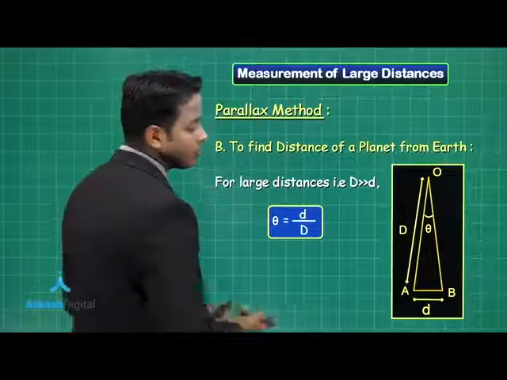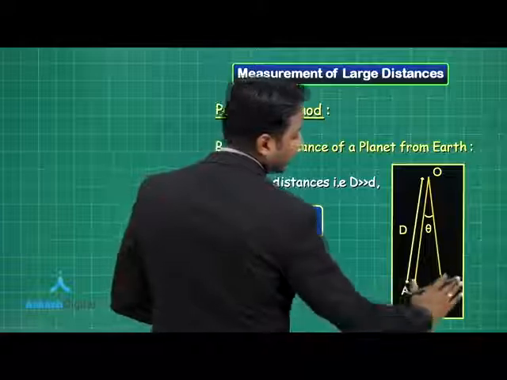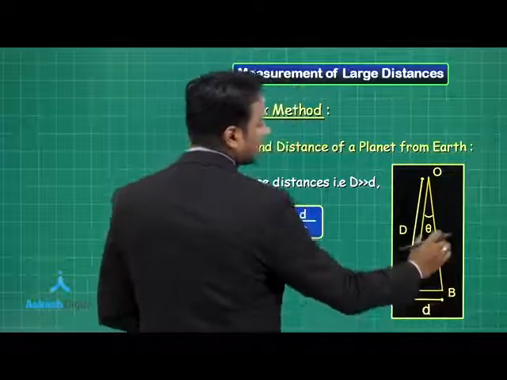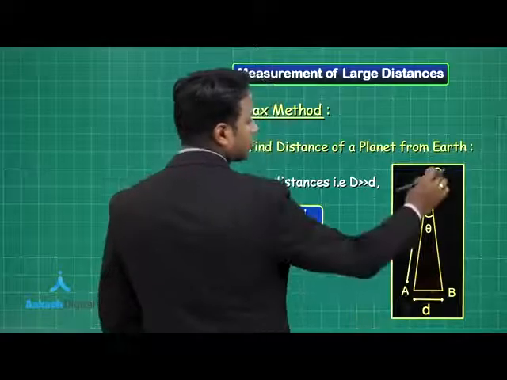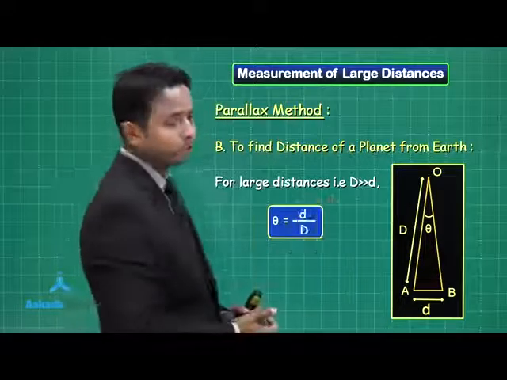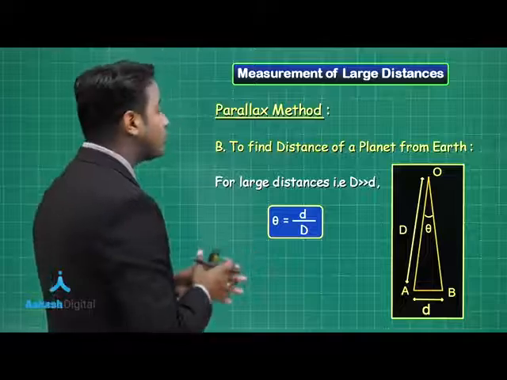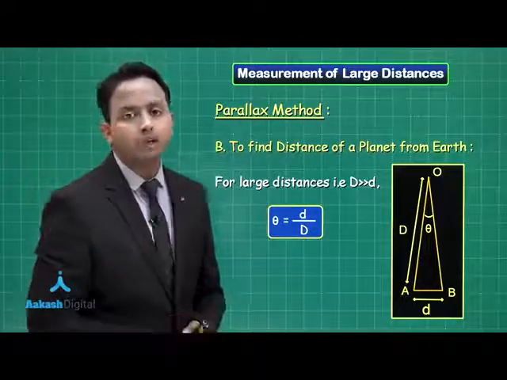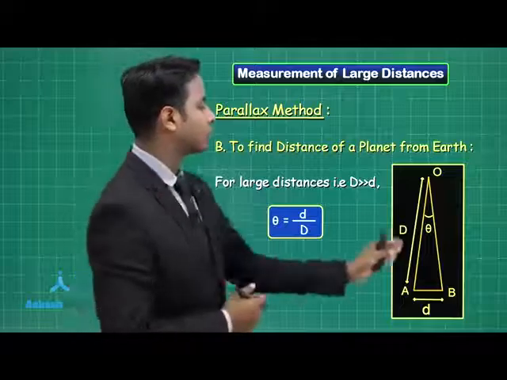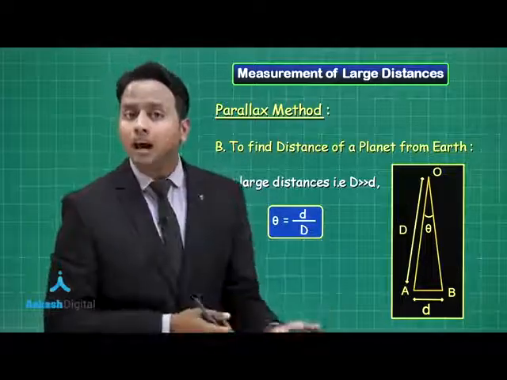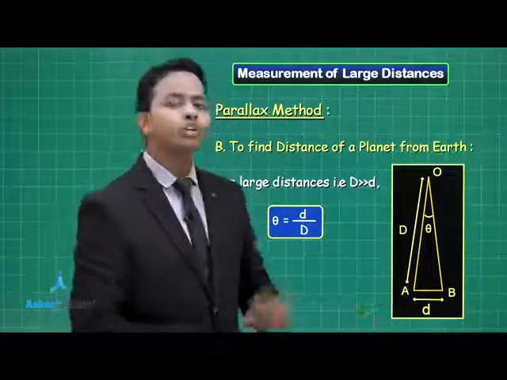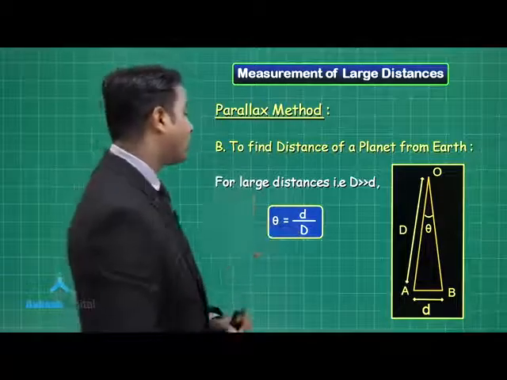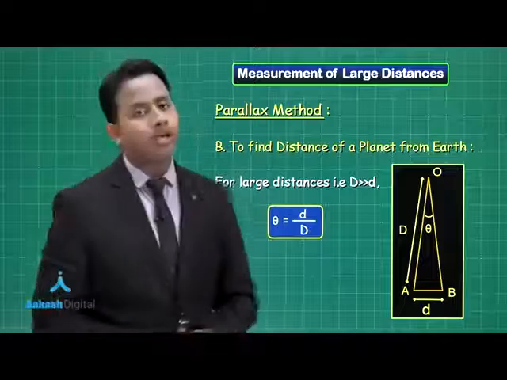Now what is going to happen? The observatory A and the observatory B are separated by a distance D. Now the observations made by these two observatories are of the same object O. Now this formula, theta is equal to small d by capital D, is valid only and only when the distance of the planet from the Earth is very large as compared to the distance between two observation points on the Earth. So this formula we can apply, theta is equal to small d by capital D.